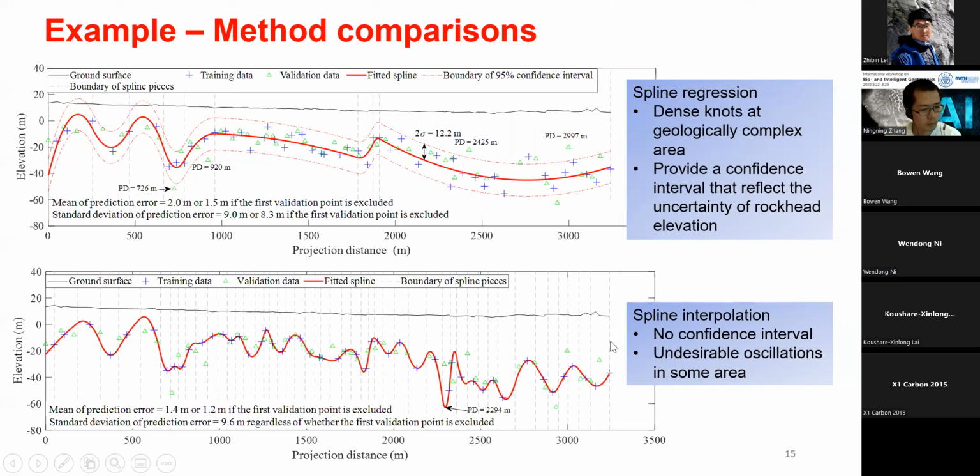While for the spline interpolation methods, all the predicted curves run across all the data points, and there may also be some undesirable oscillations, such as here, as you can see.